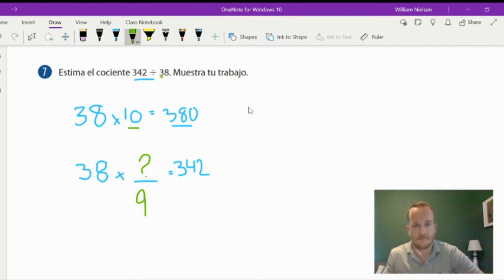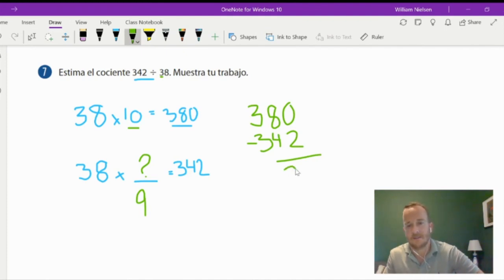Y lo que yo hice en mi mente es yo fui y yo vi, ok, 380 menos 342, eso va a ser que, pues ya puedo hacerlo mentalmente, ¿verdad? Pero eso va a ser 38, ¿ok? Entonces yo veo que la diferencia es 1, o sea, un 38. Entonces, yo creo que el cociente sería 9, ¿ok? Puede decir 10 también, puede dejarlo así, o sea, estima. No tiene que ser exacto, ¿verdad? Pero estamos practicando estimando, ¿ok? Toma un momento, ve eso y vamos a hacer el siguiente.